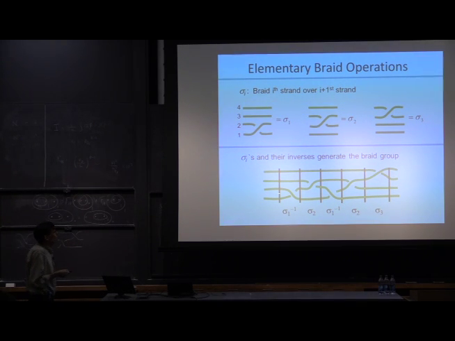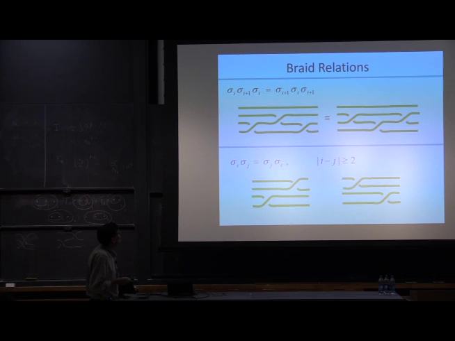Now, of course, there are many. If I hand you a braid, there are many different ways you could lay it down on the ground and express it in terms of elementary braid operations, all of which are topologically equivalent. And this equivalence is encoded in the braid relations here. The sigmas satisfy these algebraic relations, and given these relations, that's all it takes.